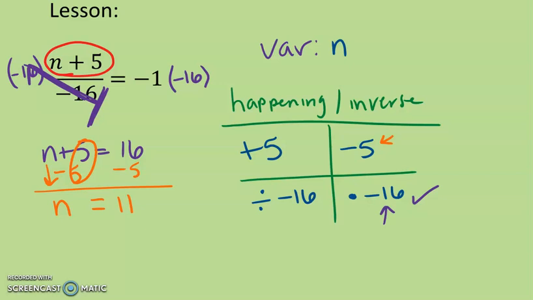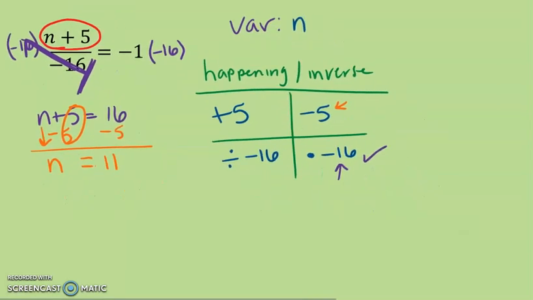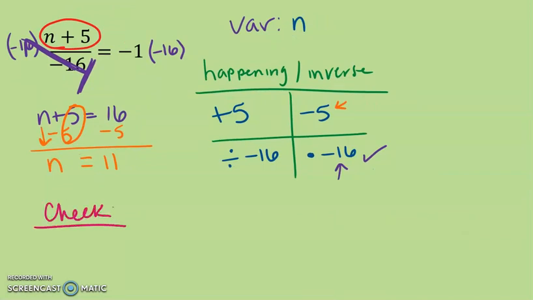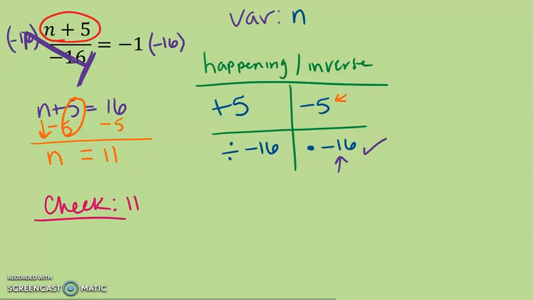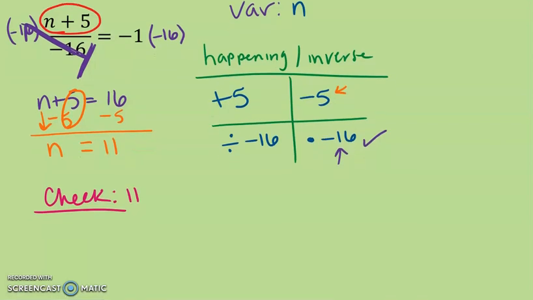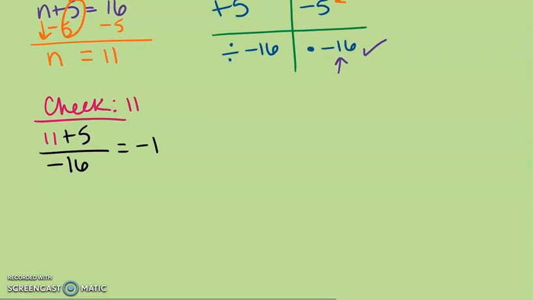So now I have an answer. Now I need to check to actually make sure that it's correct. So we're going to check. And I always like to write down the number that I'm checking just so that I'm less likely to make a mistake. So I'm going to start by rewriting the original problem. So I had n plus 5 over negative 16 equals negative 1. And instead of n, we are substituting it with 11. All right, I'm going to scroll down just a smidge so I have room.